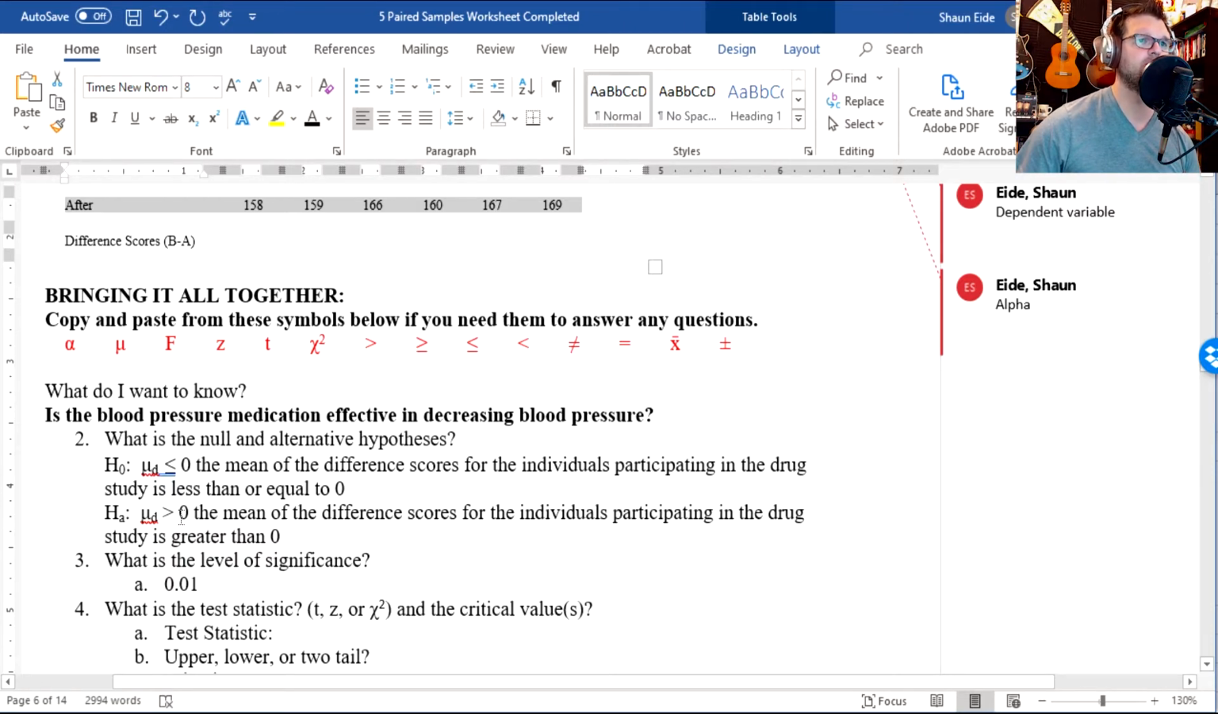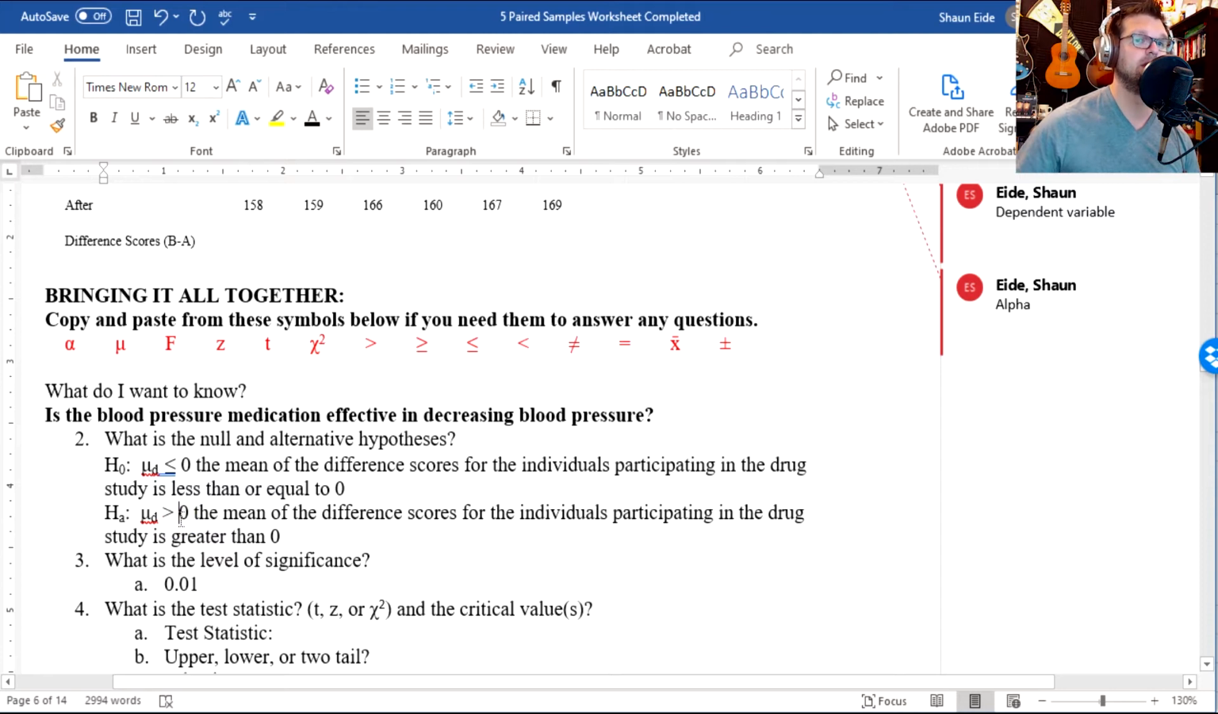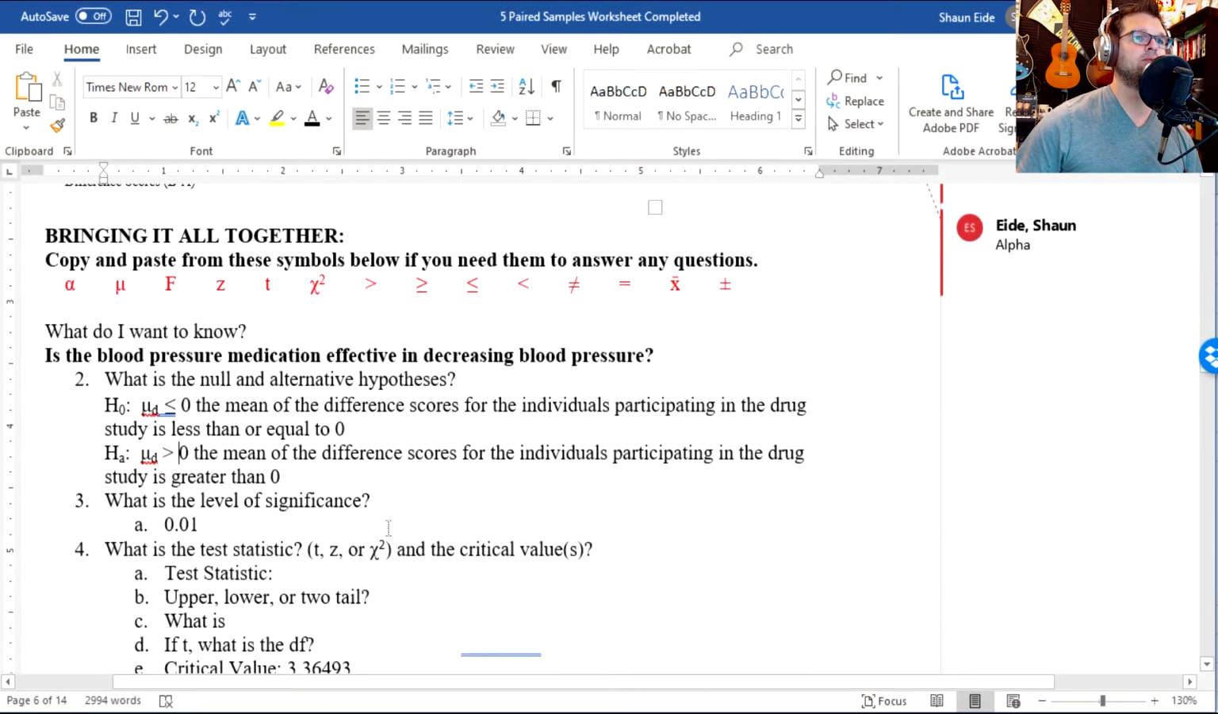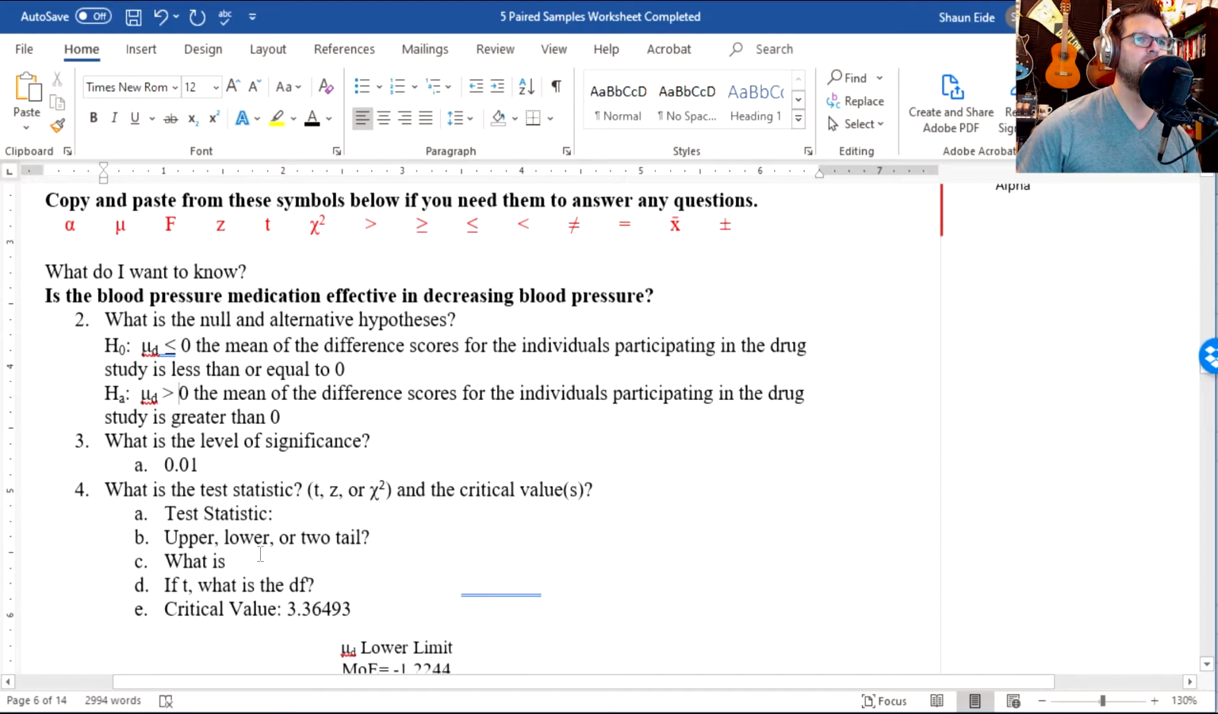And the answer is yes, we are, because the medication should help to decrease, which means that the initial is going to be higher. So what is the level of significance? Coming from right up here, still 0.01. And now we're going to get into test statistic, upper, lower, so on and so forth. So what is our test statistic?